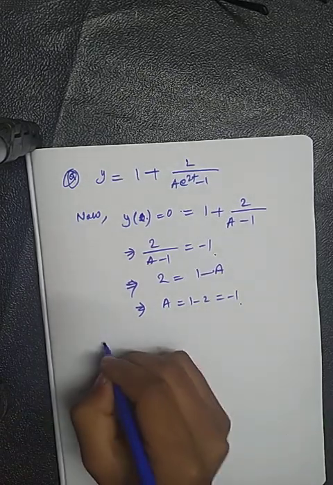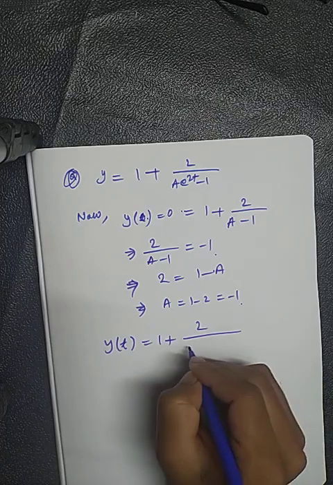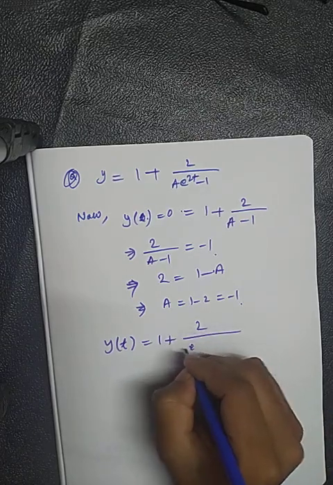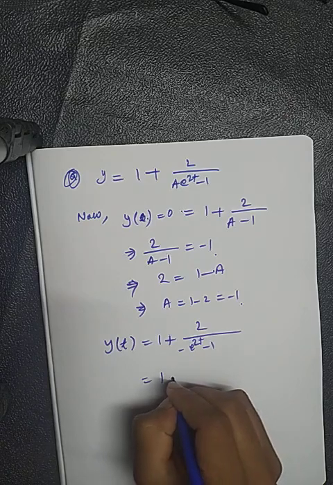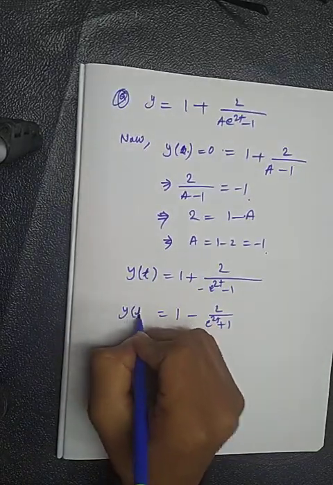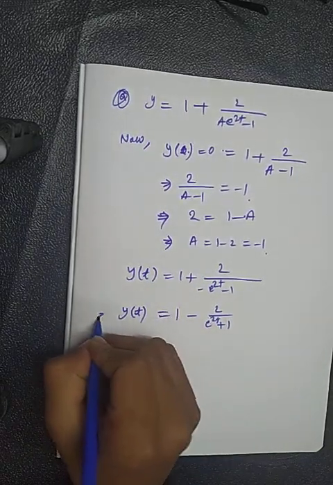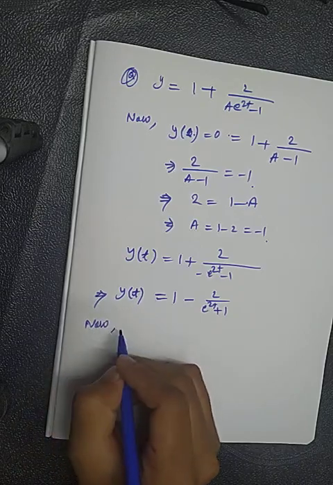So what we have, y of t is equal to 1 plus 2 by (a minus 1) e to the power 2t minus 1. So what we will have is 1 minus 2 by (e to the power 2t plus 1). So that's what y of t looks like.